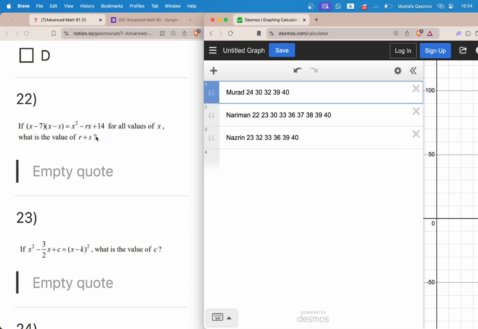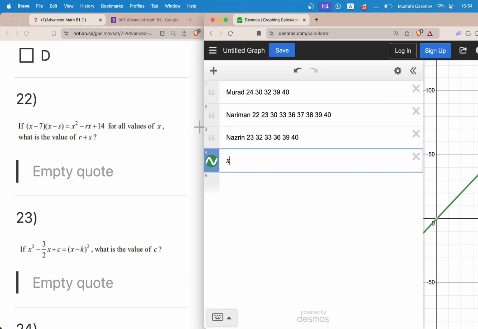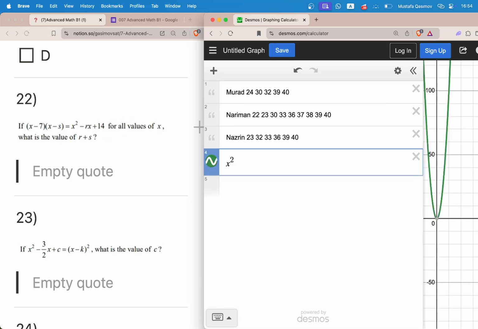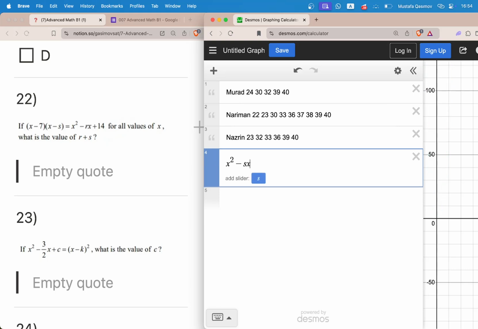When it says it is correct for every value of x, it means this equation has an infinite number of solutions, they are the same. You have to just open it, then make them equal to each other. x square minus sx minus 7x plus 7s is equal to x square minus rx plus 14.